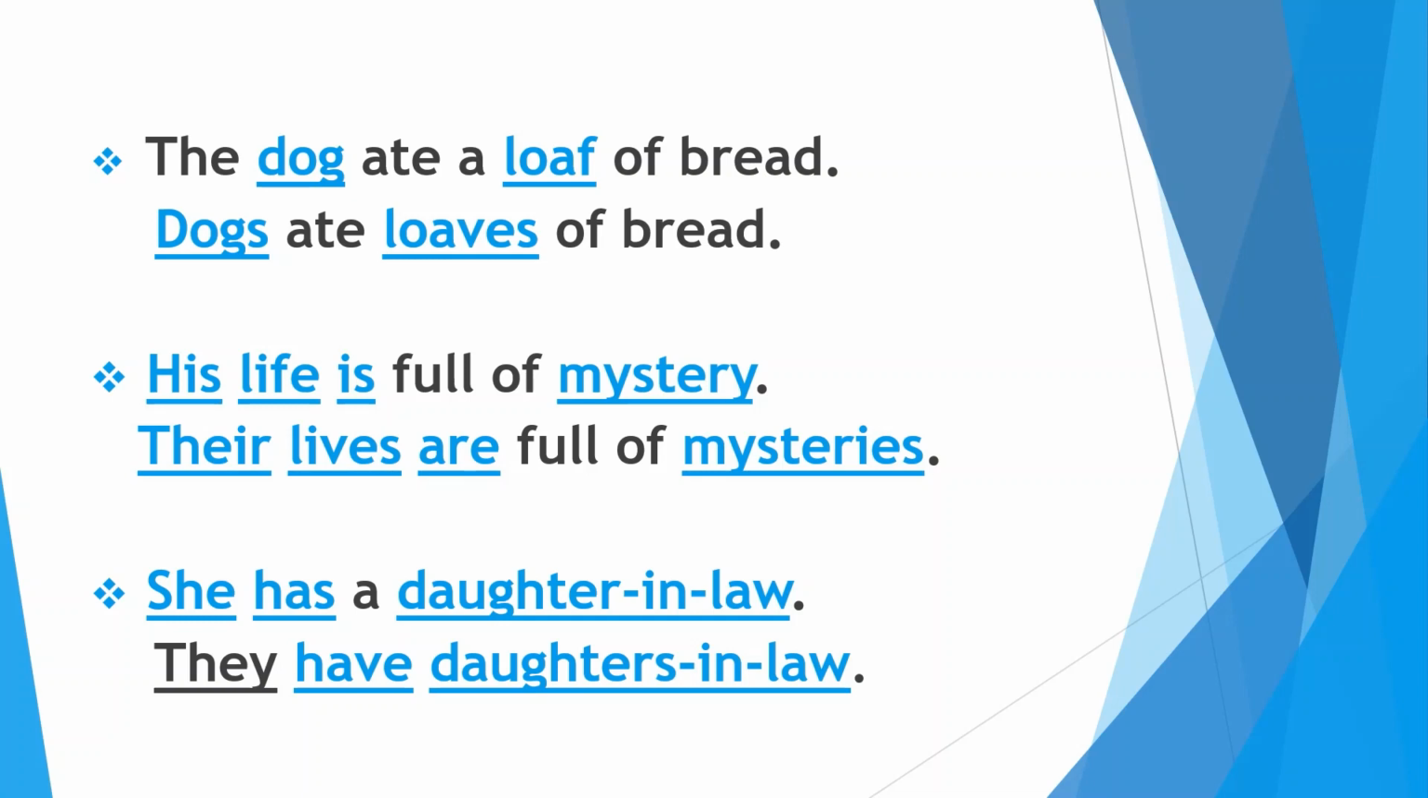Now in this sentence, the plural of dog is dogs. Then the plural of loaf is loaves. As per the rule, again the ending letter is F. Then you have to change it into V and then add es. So the plural of loaf is loaves. Dogs ate loaves of bread.